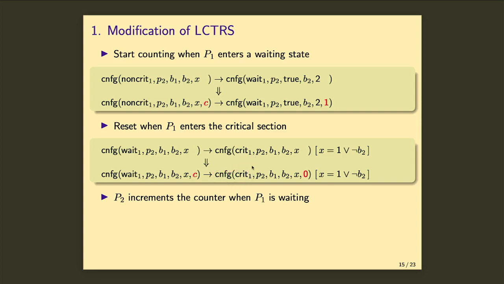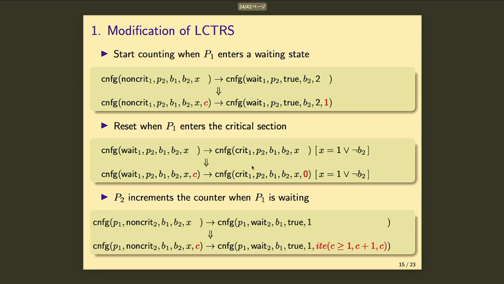Then P2 increments the counter when P1 is waiting. So if C is greater than or equal to 1, it means process 1 is waiting. So when process 1 is waiting, increment C to C plus 1. And if P1 is not waiting, so C is less than 1, just keep C.